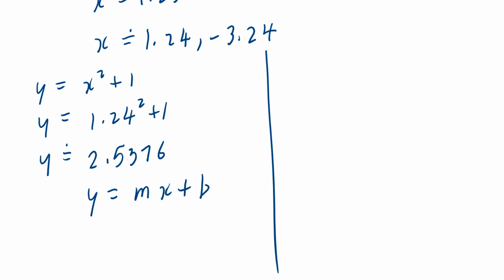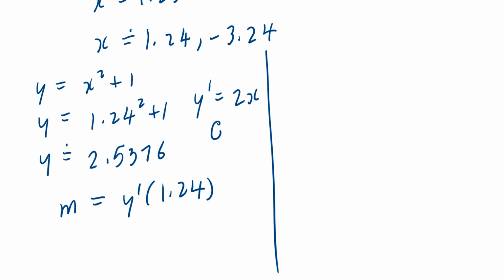And we need to find m first, so maybe I should take a step back. To find m, all you do is this. m, the specific slope, equals y prime of 1.24. So again, I'm just going to write this down on the side for you. Remember, y prime is 2x. That is GS, which stands for the general slope. Now I'm finding the specific slope, which I call SS.